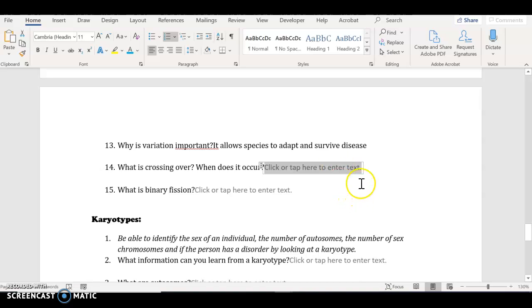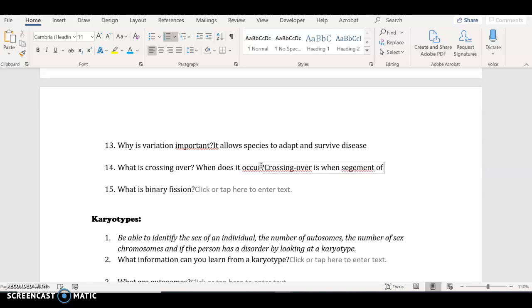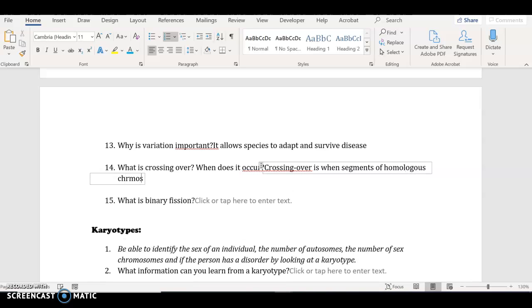All right, what is crossing over and when does it occur? Crossing over is when segments, let's fix that, segments of homologous chromosomes exchange. So they break off of each other and they switch. This occurs right at the beginning of meiosis in prophase 1.